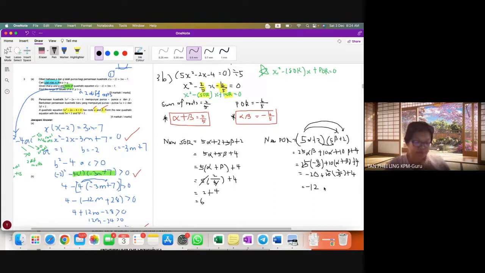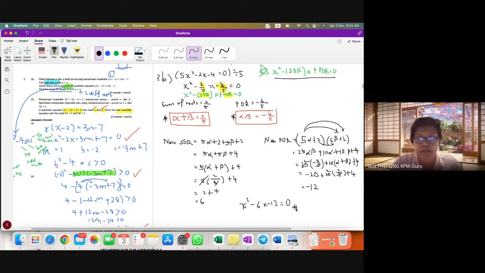Okay, are you done? We are not done. Why not done? Because you haven't formed the new equation, my dear. We need to form a new quadratic equation, right? So let us combine everything. We use back this one: x squared minus our new SOR, which will be minus 6x, and then our POR will be minus 12, equals to 0. Don't forget to have equals to 0. Then that's it. We have answered the question.